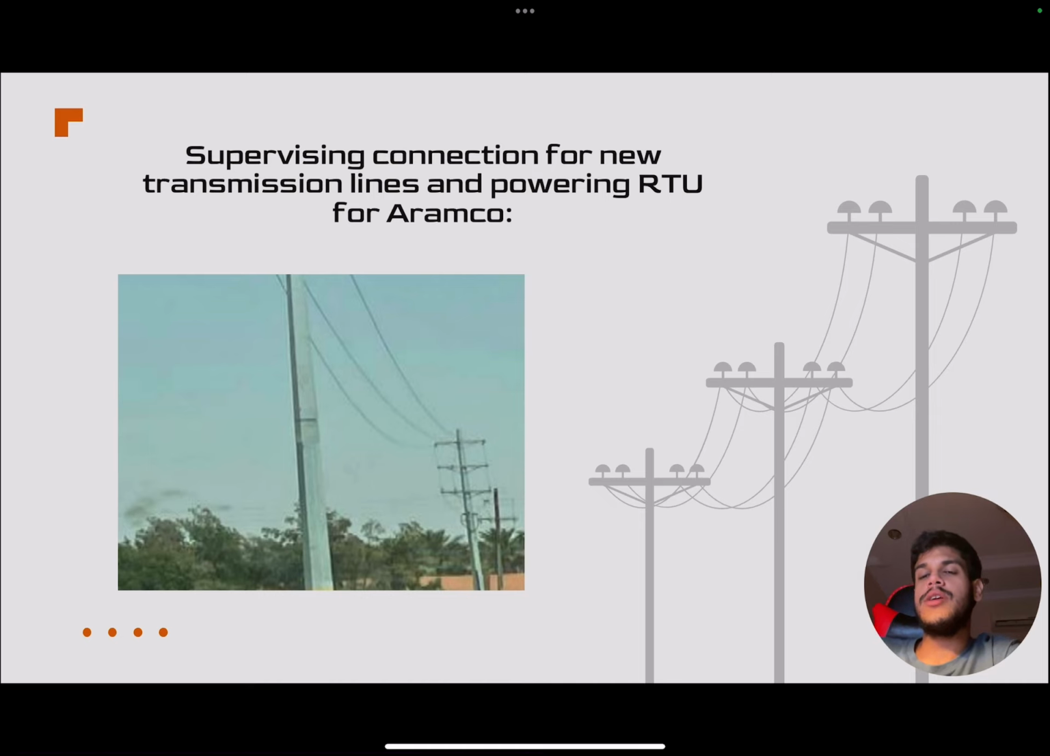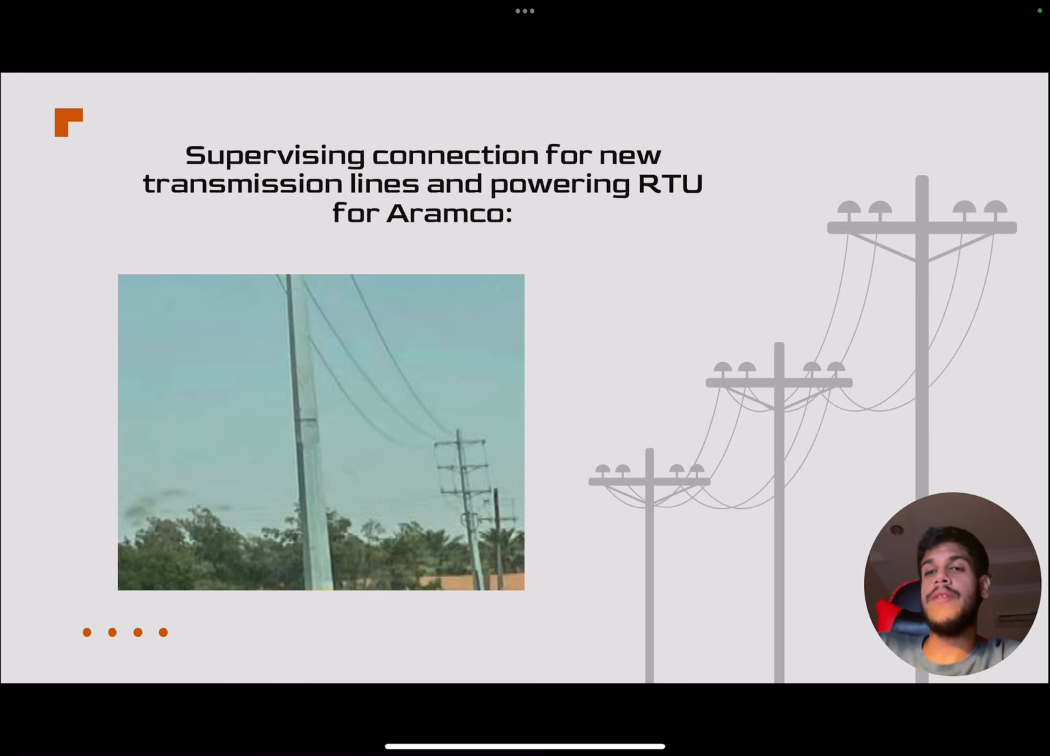The fourth major task is supervising the connection for a new transmission line for one of the RTOs for Saudi Aramco. This problem appeared when, as you see in the picture, it's a steel tower. It was before a wooden tower. I think there was wind and it fell. After it fell, there was a power cut off. So the contractor company changed the transmission line to steel.